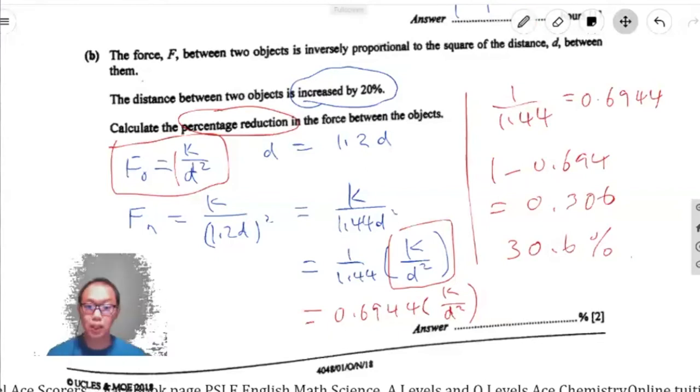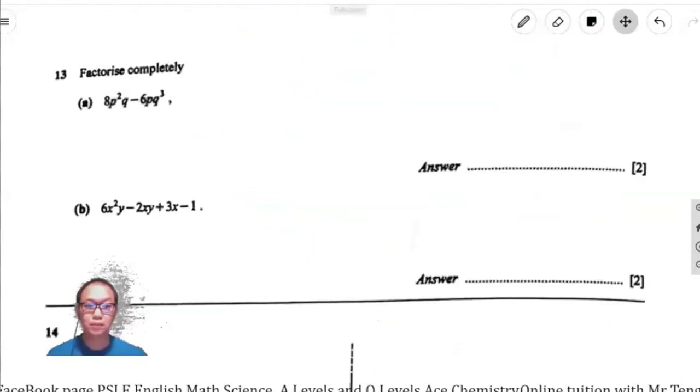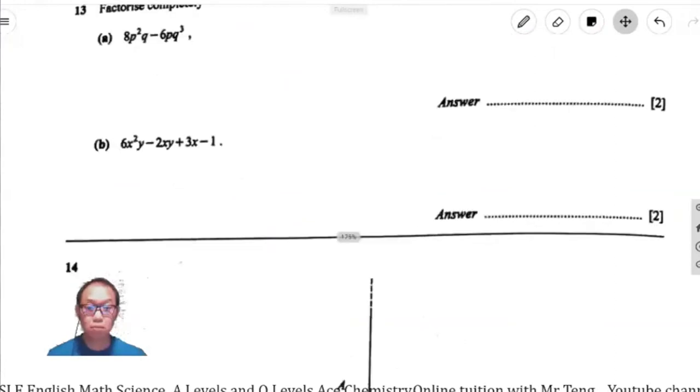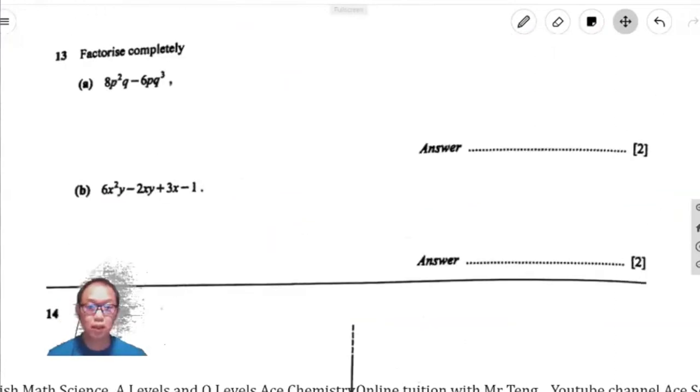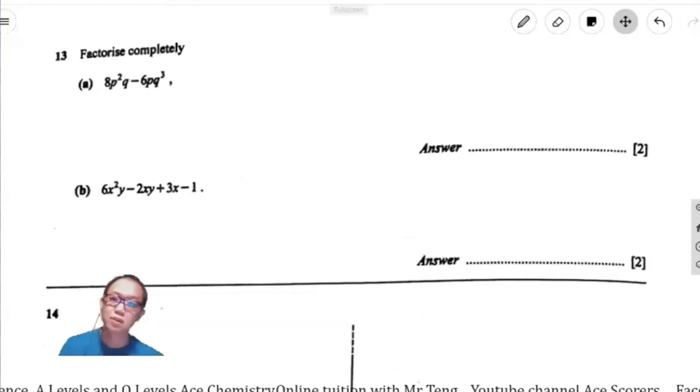Continue, next. Okay, factorization. Can I make it? Yeah, I think it's fine. Do it first. Factorize these two.